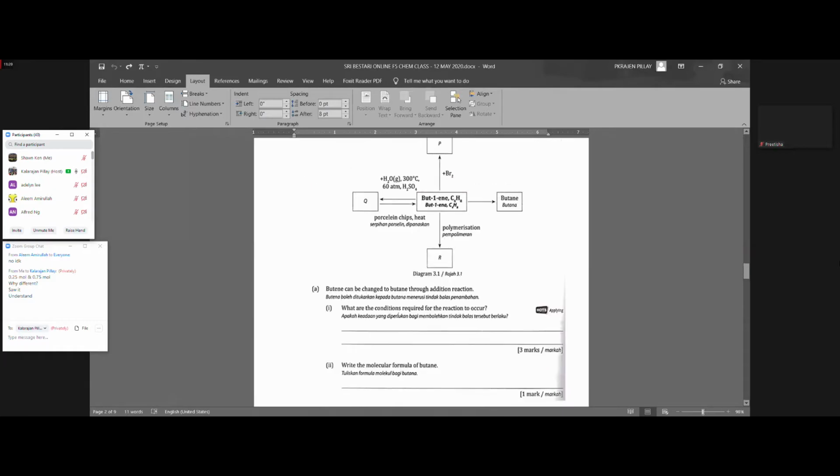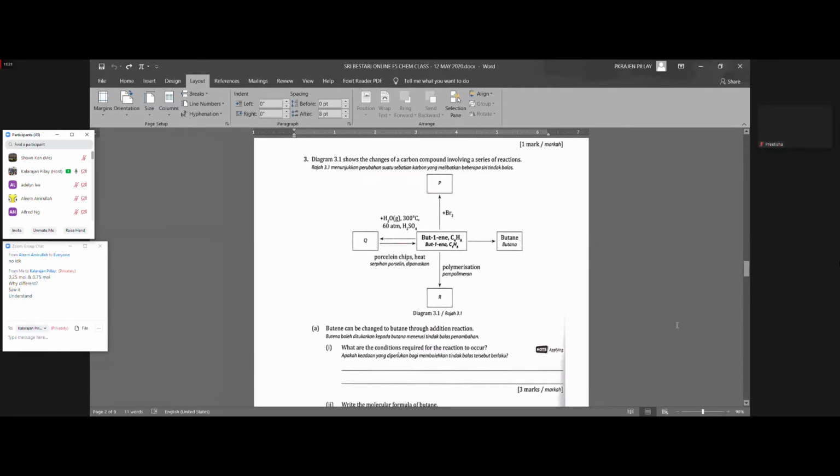You try first. They gave you, start with butene, going to forming butane, polymerization, porcelain chip. This one is a two-way reaction. Ready? Another flow chart. Read the question. Butene can be converted to butane. Remember, butene to butane, it doesn't matter whether it is 1-butene or 2-butene, through the addition reaction.